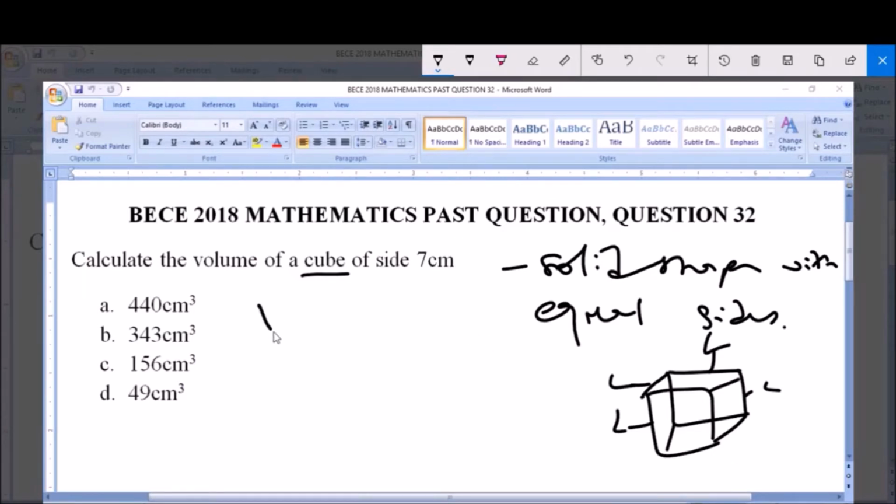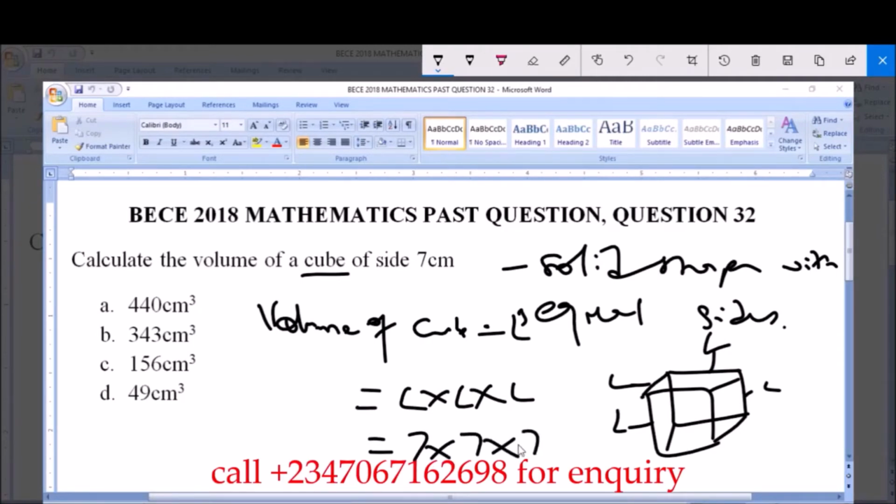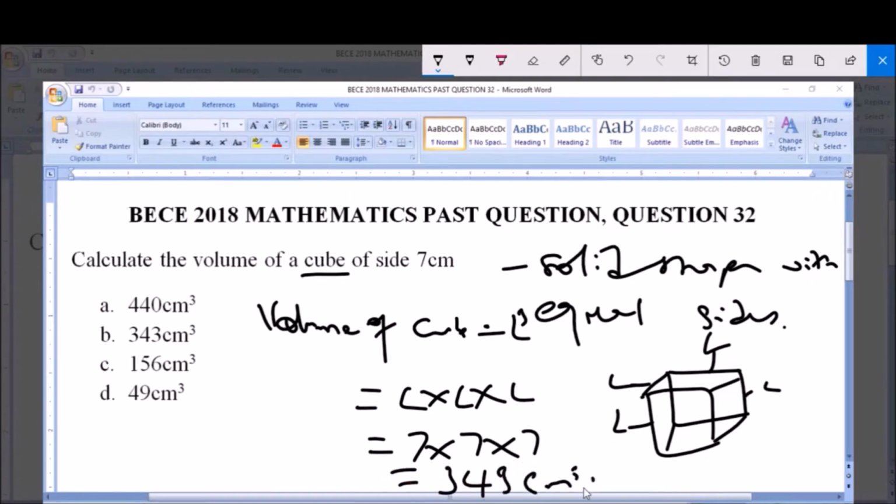Now, the formula for calculating the volume of a cube is equal to L cube, that is L raised to the power of 3, because all sides are equal. So therefore, this means L times L times L, and this is equal to 7 times 7 times 7, and this will give us 343 centimeter cube.